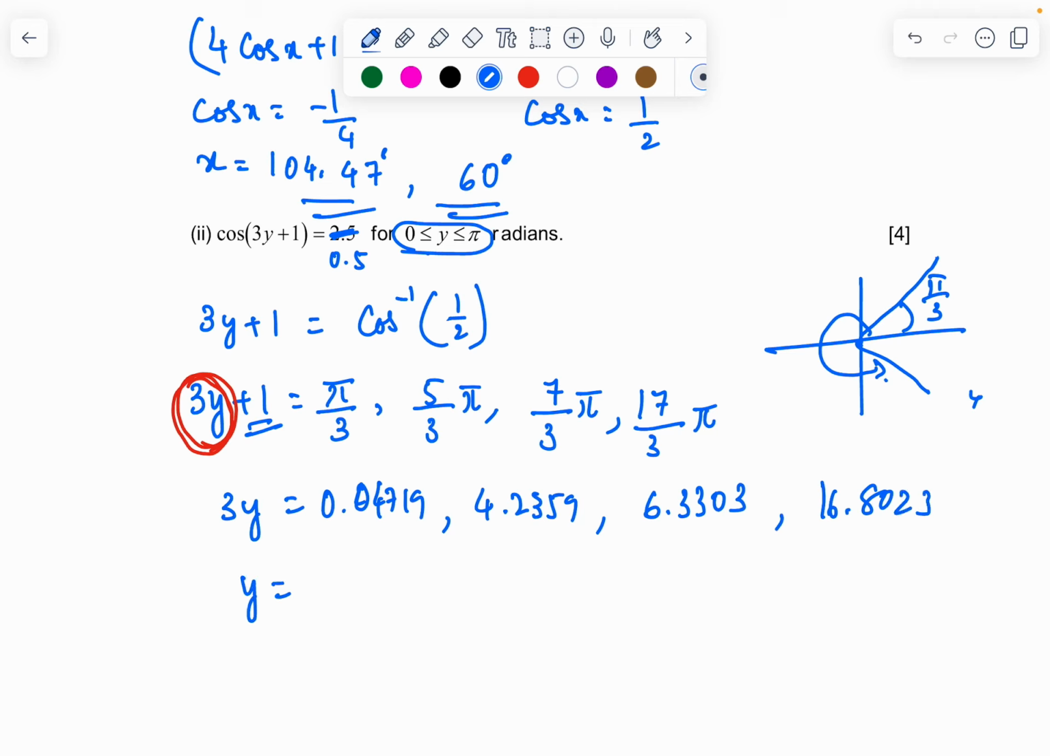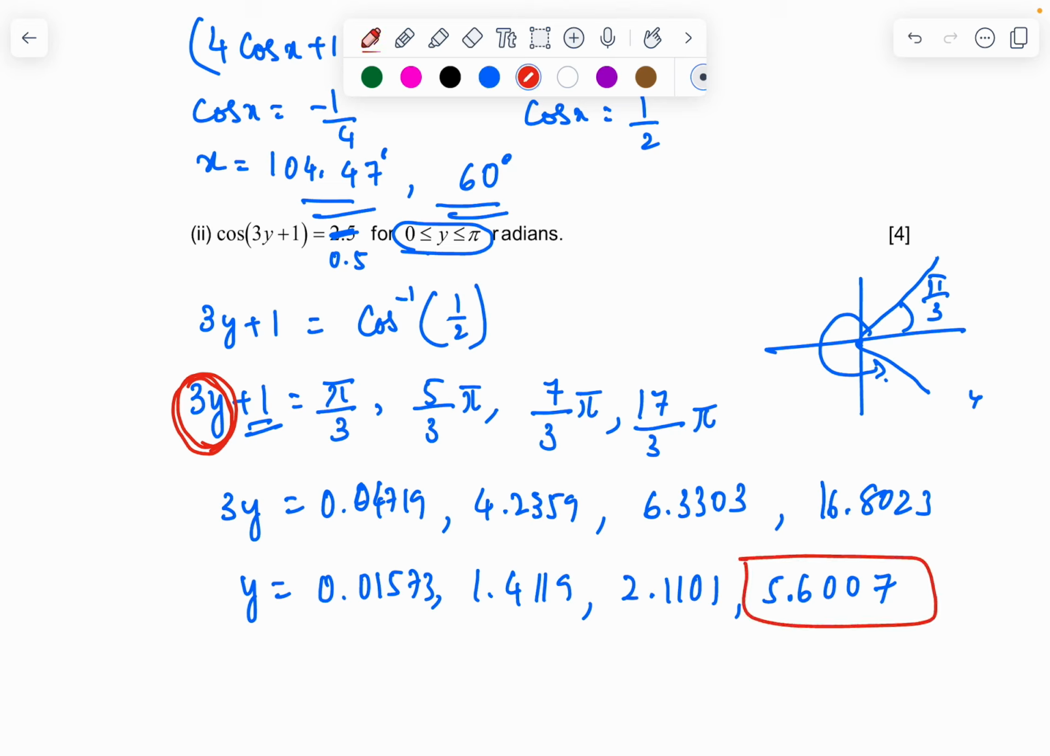So the first value is 0.01573 and the second value is 1.4119 and the third value is 2.1101 and the fourth value is 5.6007. See, 5.6007 is already more than pi. What is the pi value? Pi is 3.14, and so on. So this is already rejected.